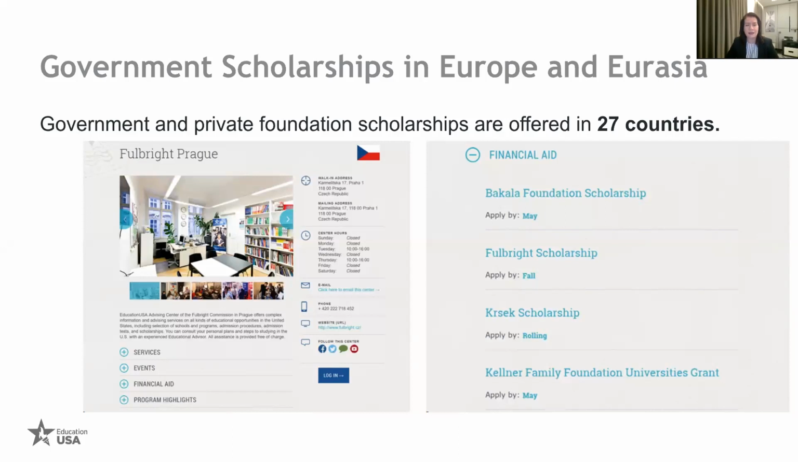As you can see, this is what Fulbright Prague offers in terms of their services. In the bottom left corner, you'll see the services, events available, as well as financial aid. And through the financial aid tab, you'll see the type of funding that they have. Besides the Fulbright funding, they have other scholarships as well.